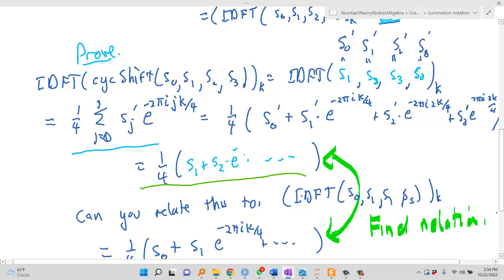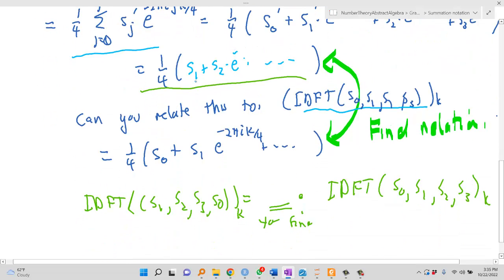And I want to relate this to the IDFT of my original sequence, which I can also write down. That's the same expression as the one with S prime, except it's not prime. So you're going to have two different expressions, and the question is, can you find a relationship between them? This one here is the IDFT of the shifted sequence, and this one here is the IDFT of the unshifted. Can I multiply the IDFT of the unshifted and get the IDFT of the shifted? And this value is going to depend on K. So that's an outline of how you can do that problem. Hopefully that will help you figure this out.